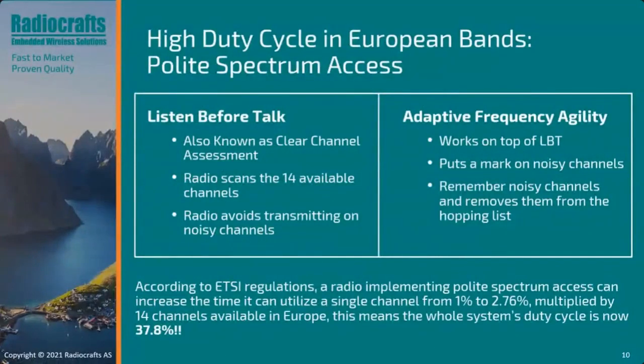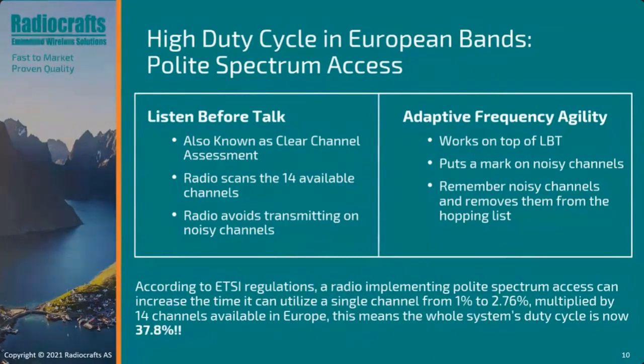So how does RIM manage to squeeze out more throughput in such tight restrictions? And what benefit does this give to street lighting networks? Let's see. As I always say, our main goal is to always make your lives easier. And that's why in RIM 2.0, we started using a technique called polite spectrum access. Very simply, it can be broken down into two main components: listen before talk, it's also known as clear channel assessment, and adaptive frequency agility.